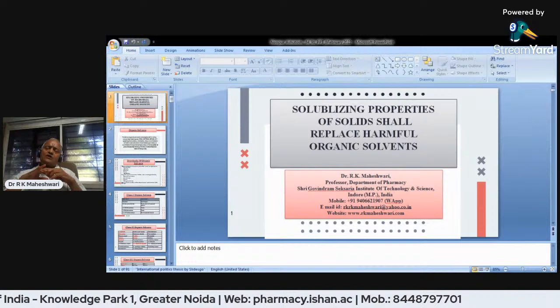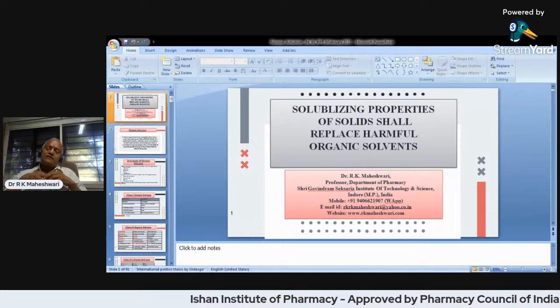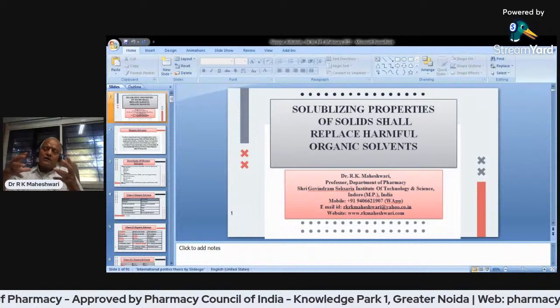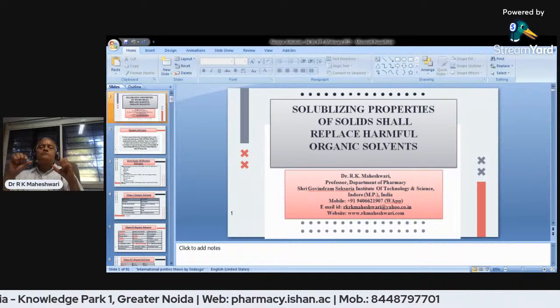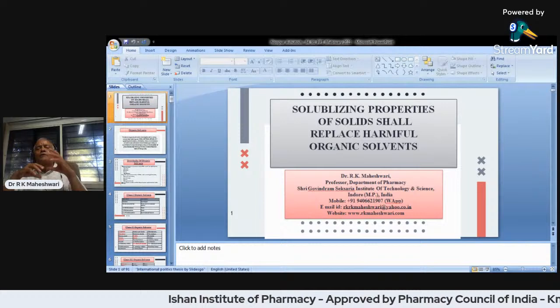Now I have replaced this dimethyl carbamide by a hydrotropic solution, meaning the solubilizing power of a solid, in other words. So a 30% weight by volume solution of sodium benzoate made in water was employed in place of dimethyl carbamide. I dissolved the furosemide drug in 30% weight by volume solution of sodium benzoate, then bromothymol blue indicator was added, and titration was performed with 0.1 molar NaOH solution.